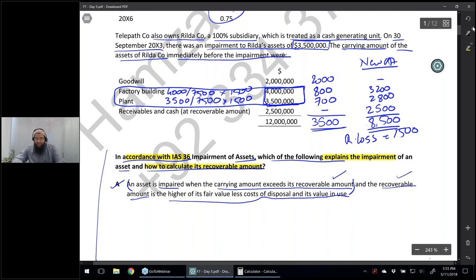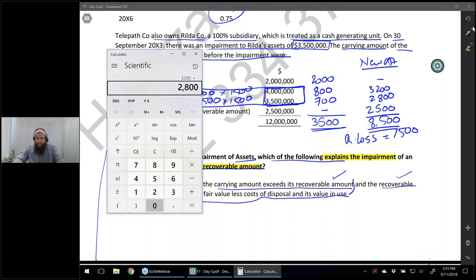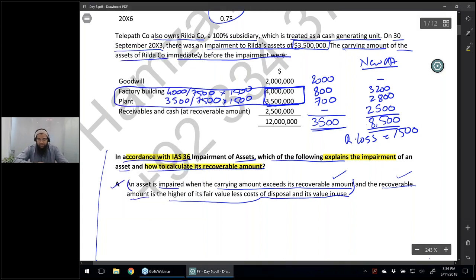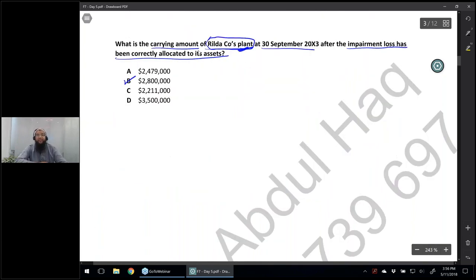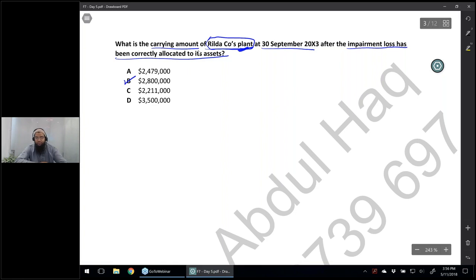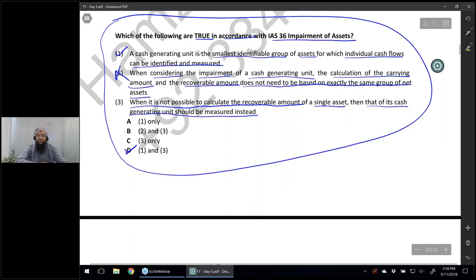Now let's see if the sum is correct. 3200 plus 2800 plus 2500 is 8500. So yes, we have distributed the amount correctly. Now the question requirement was to calculate the value of Rilda Company's plant. So the plant value that we have just calculated is actually 2800. So your answer to this question is B.